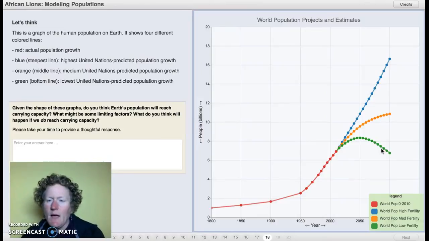So this kind of requires you to pause the video and do some thinking. It depends on which model might be correct. For this model, I think we definitely would reach carrying capacity if we continue to grow at that rate. That's a little bit scary. We might run out of some things like food or water or space.